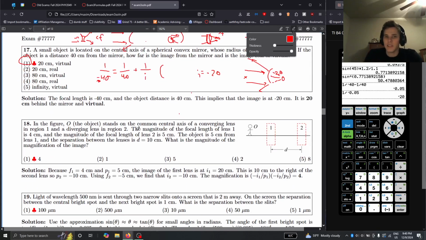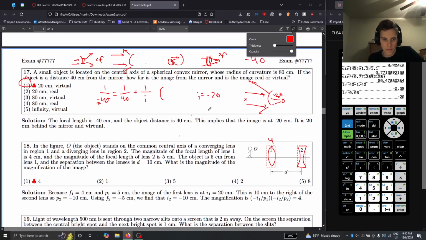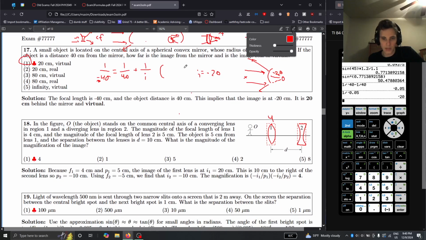Okay, double lenses, not that bad. It's just applying the same formula twice. So we have a converging lens here and a diverging lens here. The focal length of lens 1 is 4. Since it's converging, it puts rays together, so we'll leave it as positive. And this one's 5 centimeters. Again, diverging, since it puts rays apart, we'll give it a negative focal length. It's 5 centimeters here, this distance, and the length between the two lenses is 10.